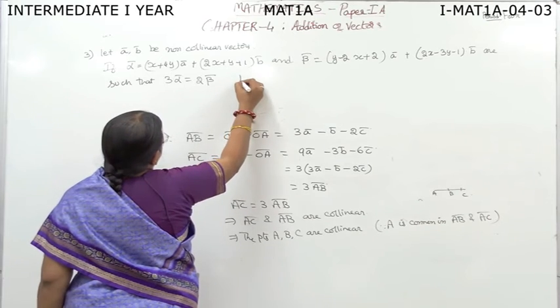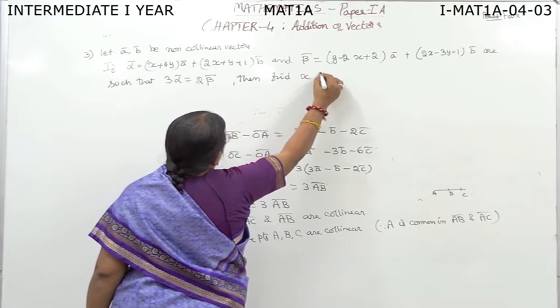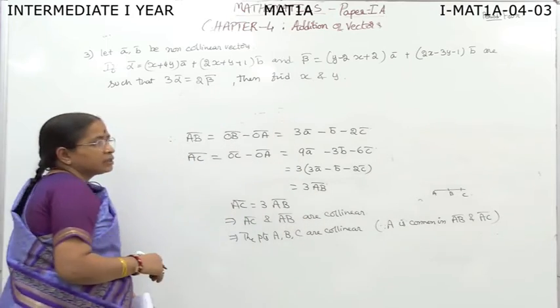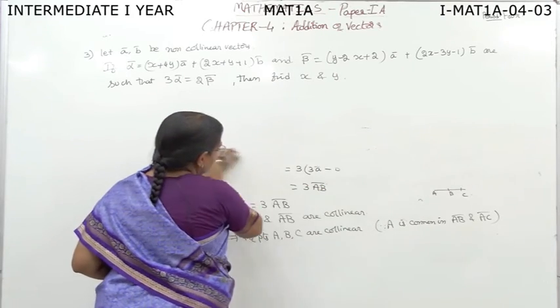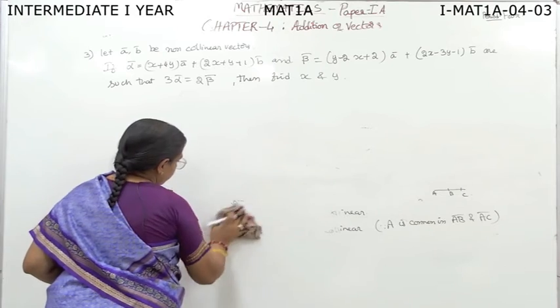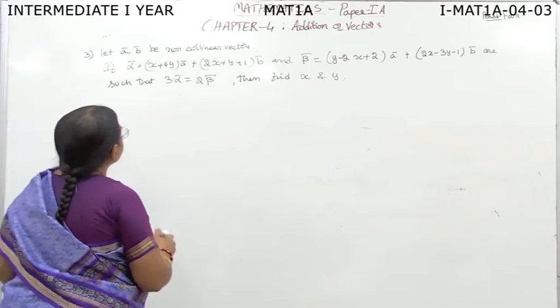Then find x and y. This is again a very important problem, and it is a direct problem. You will just find 3 alpha and then 2 beta, and equate them.